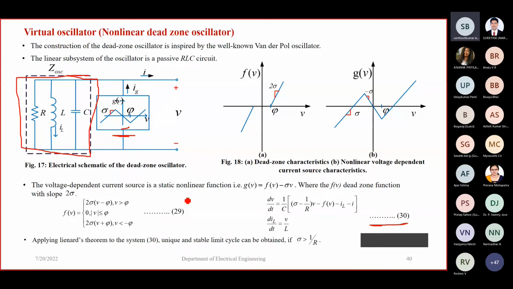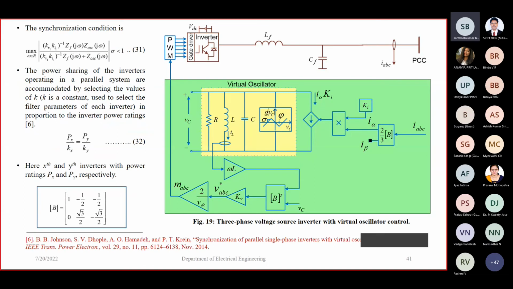And why do we call it dead zone? The nonlinear voltage dependent current source characteristics are derived from the dead zone characteristics. That's why we call it a nonlinear dead zone oscillator. Okay, I will explain how to implement these things. Figure 19 shows the implementation of the virtual oscillator controlled voltage source inverter. And if you have any doubts, you can go through the reference sheet.